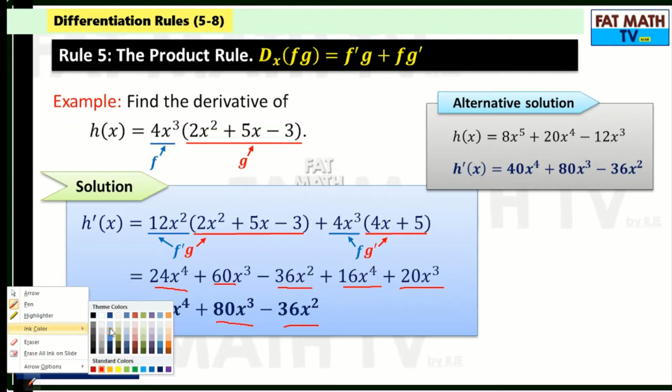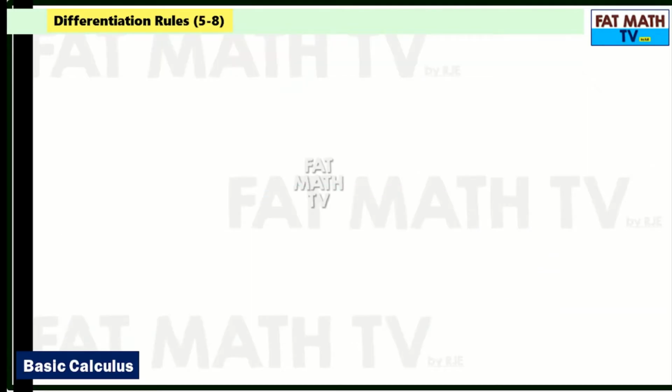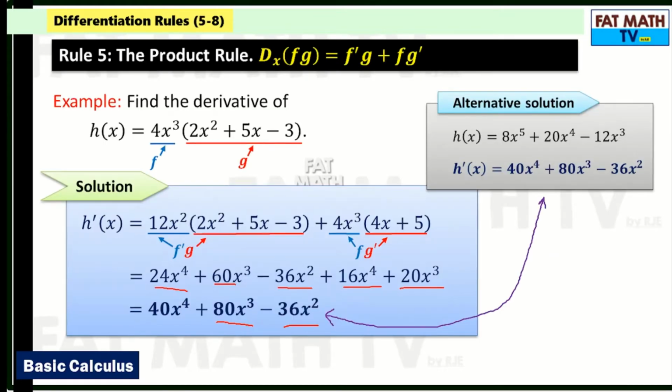So as what you can see here, they are just equal. This 40x raised to 4 plus 80x cubed minus 36x squared. If you apply the product rule or this one, you can get the same answer. So that's it for rule number 5. Later in this video, we will still apply this rule in finding the derivatives of others because we will have combinations this time.